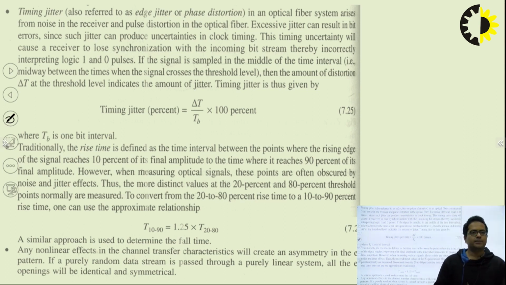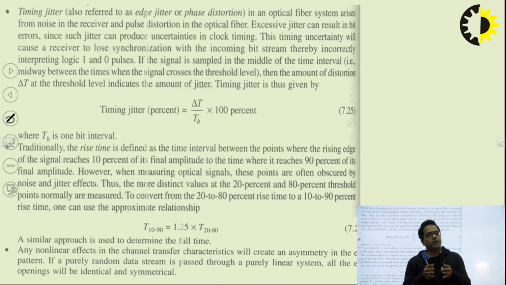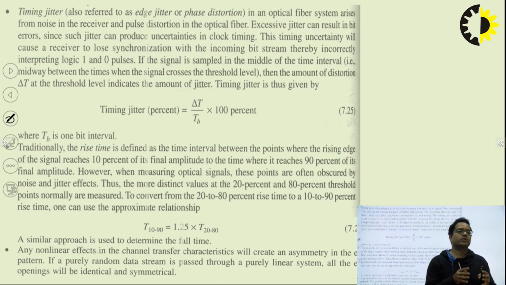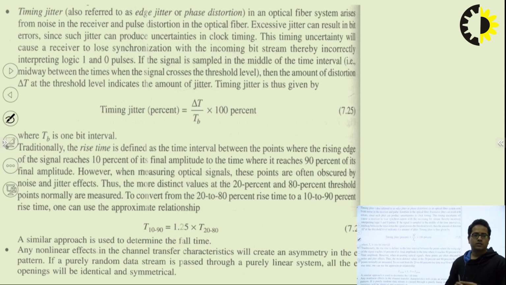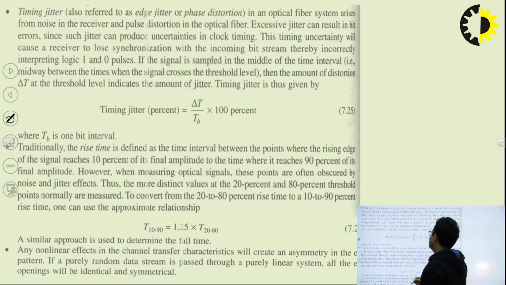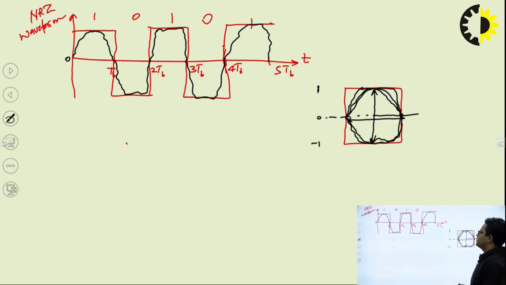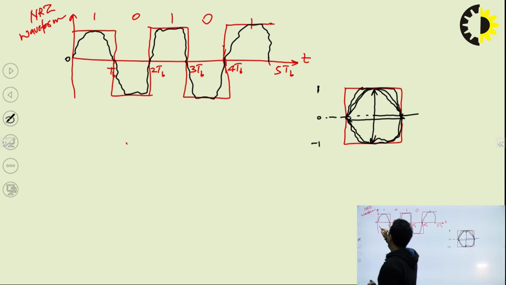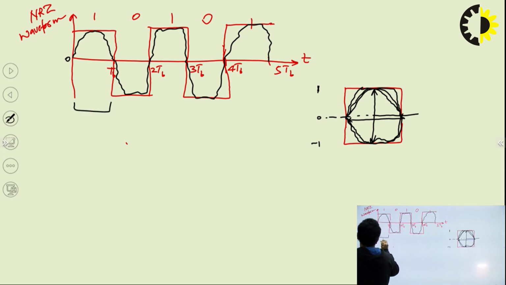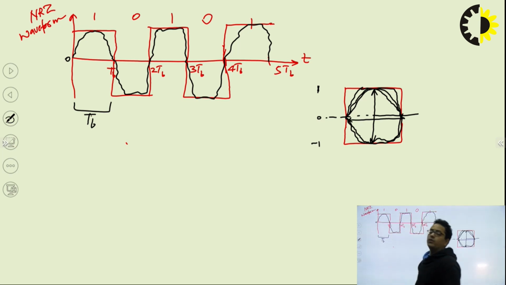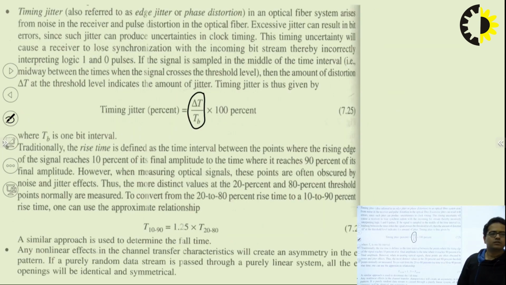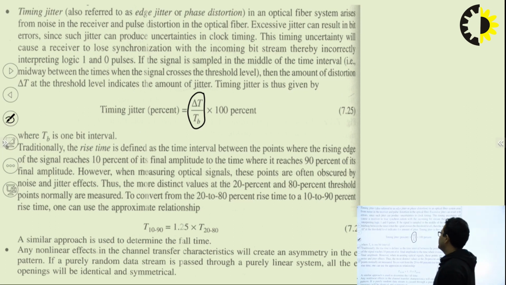So if the signal is sampled in the middle of the timing interval, that is midway between the times when the signal crosses the threshold level, at that time the amount of distortion at the threshold level is going to decide the amount of jitter. This timing jitter is given by a formula which is your del t upon Tb. Tb is the 1 bit duration. We have discussed in this figure also, whenever we are transmitting a series of zeros and ones, that is your time Tb, 1 bit duration.